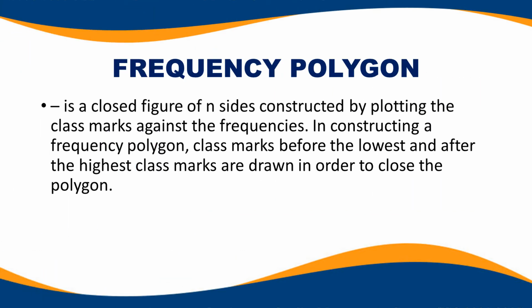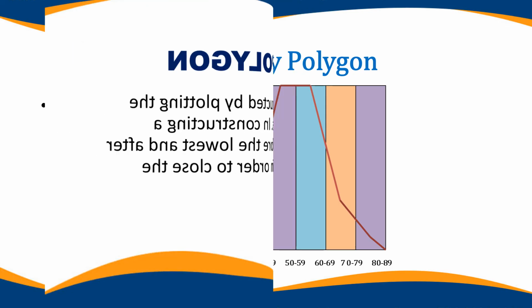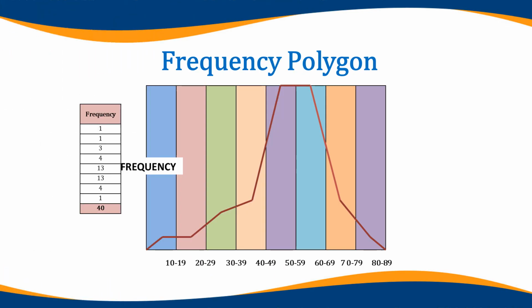On the other hand, a frequency polygon is a closed figure of n sides constructed by plotting the class marks against the frequencies. In constructing a frequency polygon, class marks before the lowest and after the highest class marks are drawn in order to close the polygon. Here is an example of the frequency polygon.